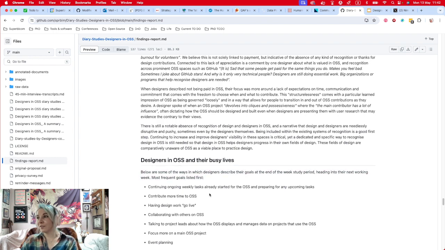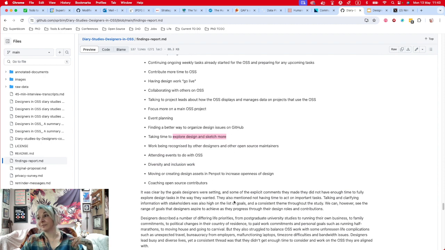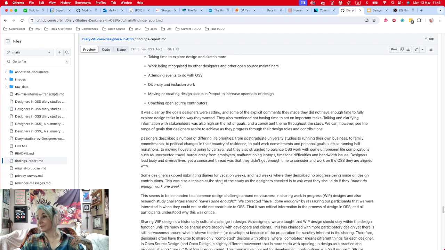So yeah, they've got a lot of different goals. This is all stuff essentially that if designers had more time they would be doing: contribute more to open source, having design work go live, collaborating with others, finding a better way to organize design issues, diversity and inclusion work being recognized, taking time to explore, design and sketch more, coaching more people.